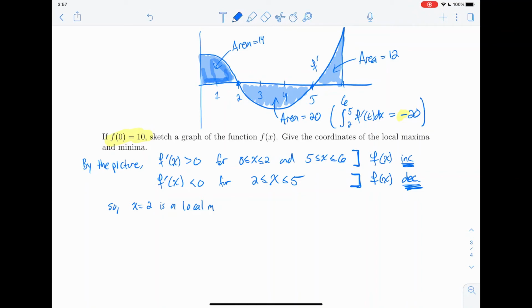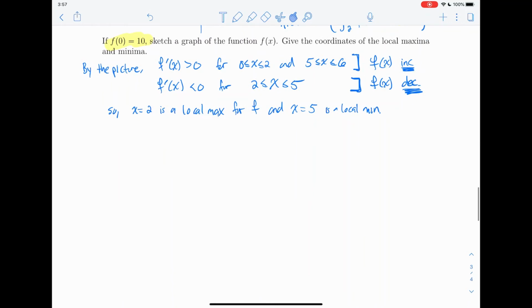Let's change that. Local max for f, and x equals 5, that's the other switch, is a local min. So if we wanted to build sort of a preliminary sketch of what the antiderivative might look like, it might look something like this. Here's a 0, 1, 2, 3, 4, 5, and a 6. So here's a 2, that's a max, 5, that's a min. Maybe our function looks like it's increasing here, decreasing here, and increasing there. Maybe it looks something like that.